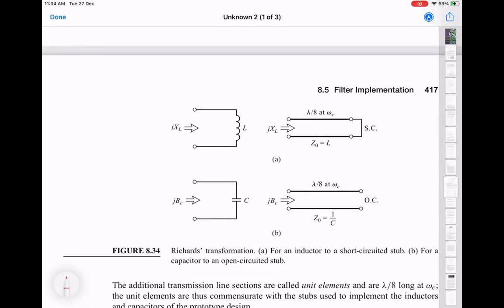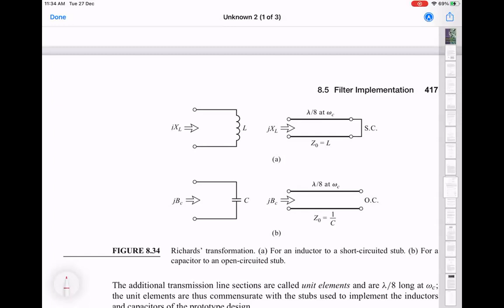So you can have a short-circuited section to replace an L, or an open-circuited section to replace a C. And by then using the same model we just saw and replacing those L's and C's with these sections of transmission line, you can actually construct filters with these sections. And the difference is going to be that these filters will only function locally in that frequency.